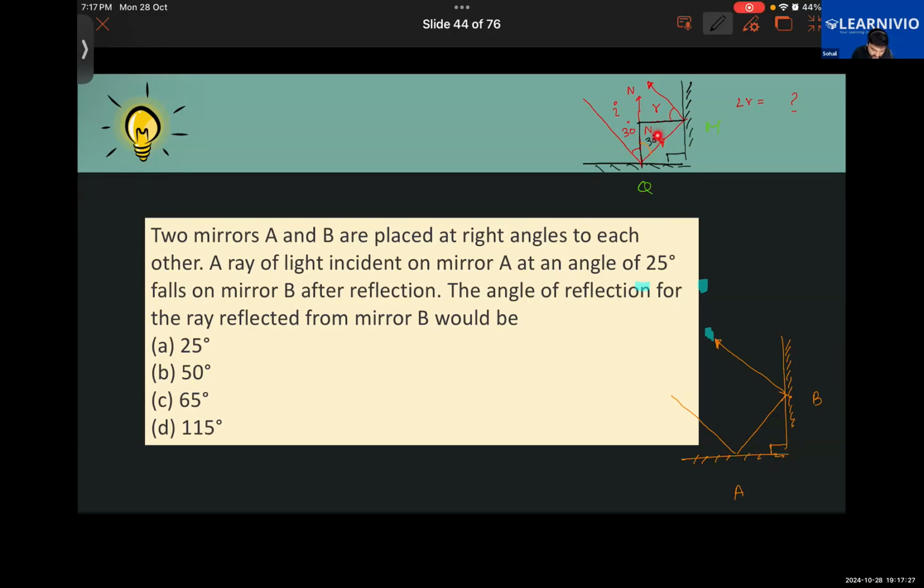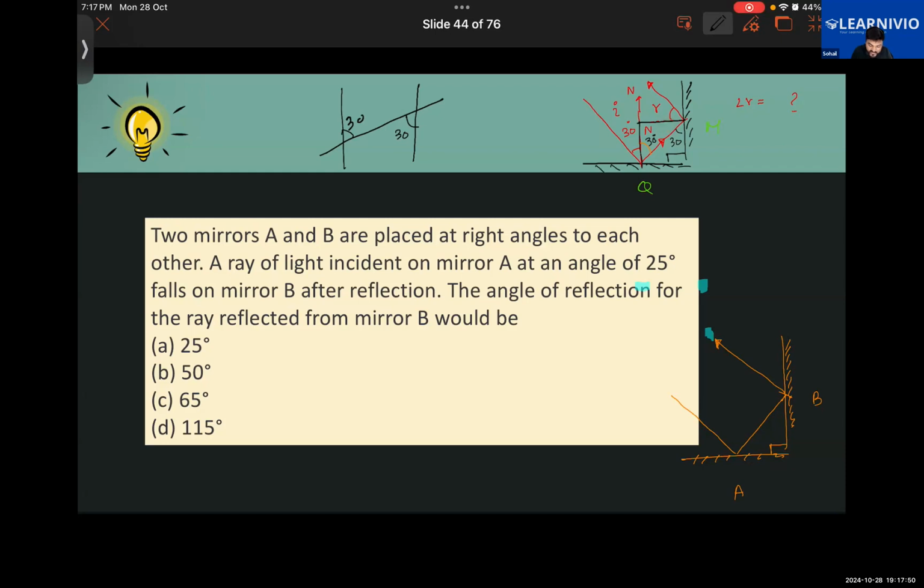So if this is 30, what will be this angle? You guys would have learned about alternate interior angles. If there are two parallel rays and there's a transversal like this, and this angle is 30, then this angle will also be 30 now. What about this? Exactly, that one is 30.